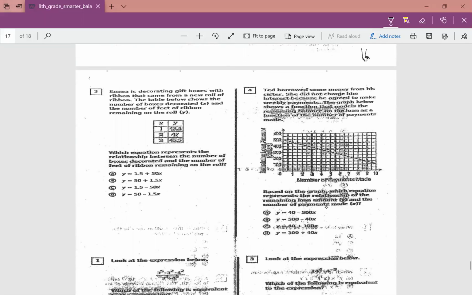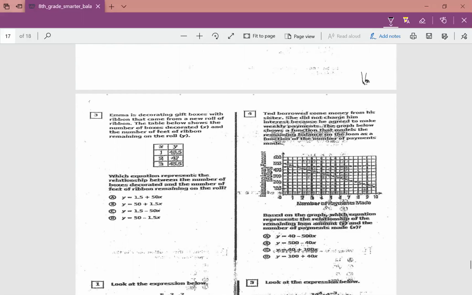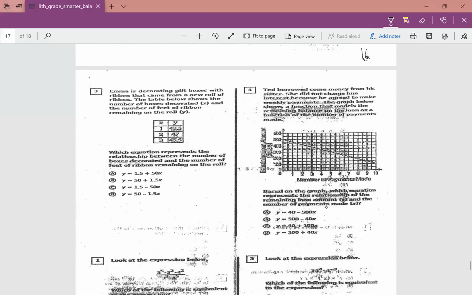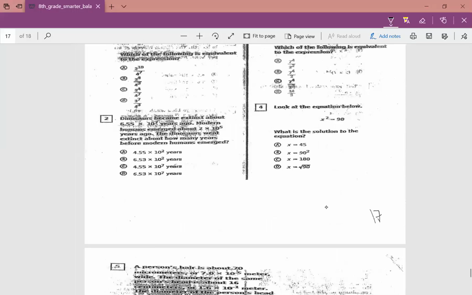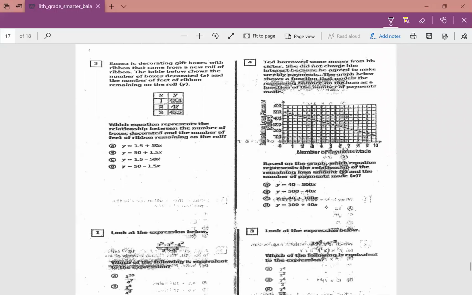Page 17 now. I think we're on page 17. Oh no, it's still page 16. It says 17, but there are still some page 16 questions on here. I'm going to jump over to this one next. I think. No, I'll do this one.